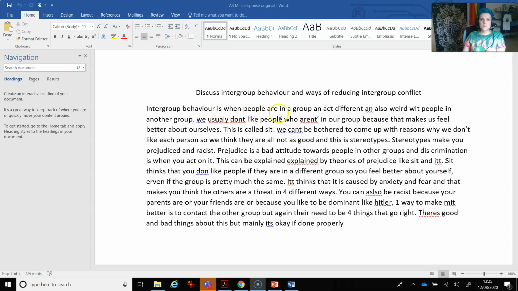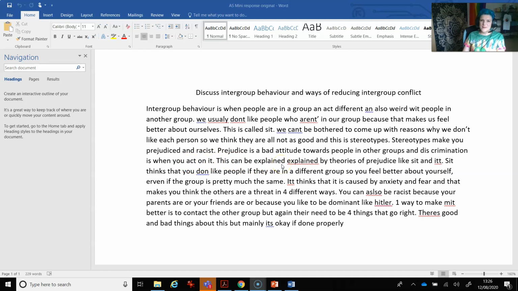Intergroup behaviour is when people are in a group and act different and also weird with people in another group. We usually don't like people who aren't in our group because that makes us feel better about ourselves. This is called sit. We can't be bothered to come up with reasons why we don't like each person, so we think they're all not as good, and this is stereotypes. Stereotypes make you prejudiced and racist. Prejudice is a bad attitude towards people in other groups, and discrimination is when you act on it.